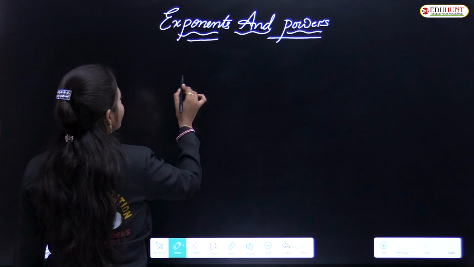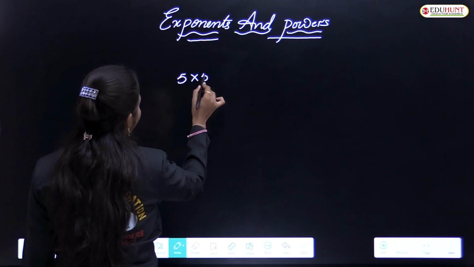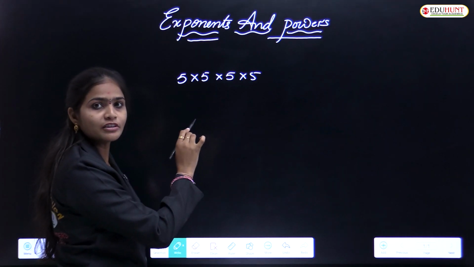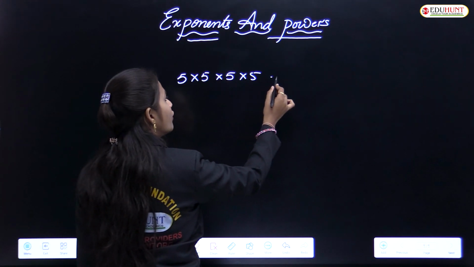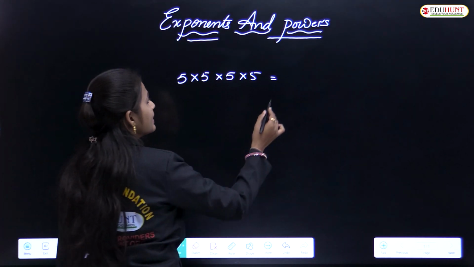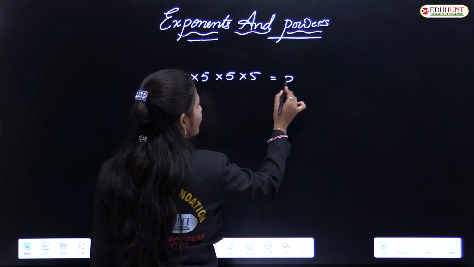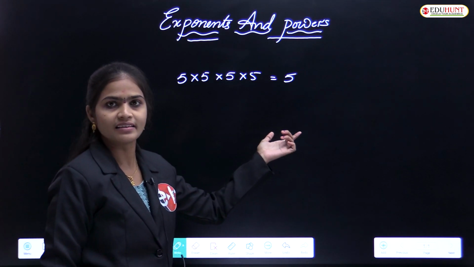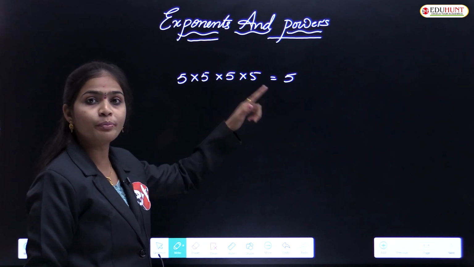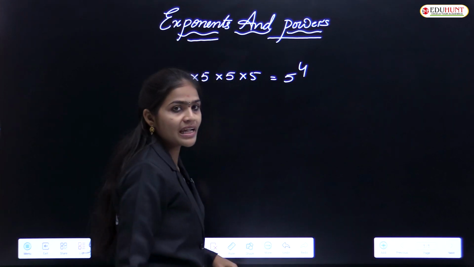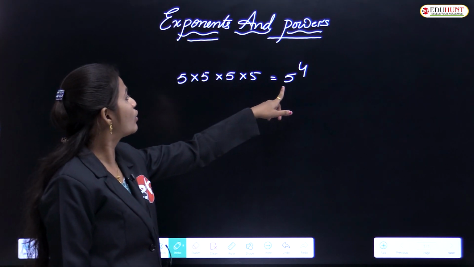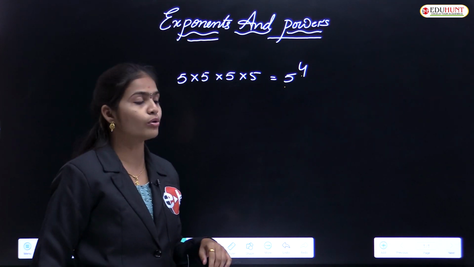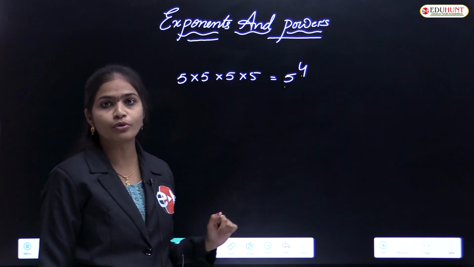Now, for example, 5 is multiplied by itself 4 times. This is the product form. How do we write the exponential form? The number that is repeated, we write at the place of the base. The number of times it is repeated is the power. 5 is repeated 4 times, so we write 5 raised to the power 4, which means 5 multiplied by itself 4 times.